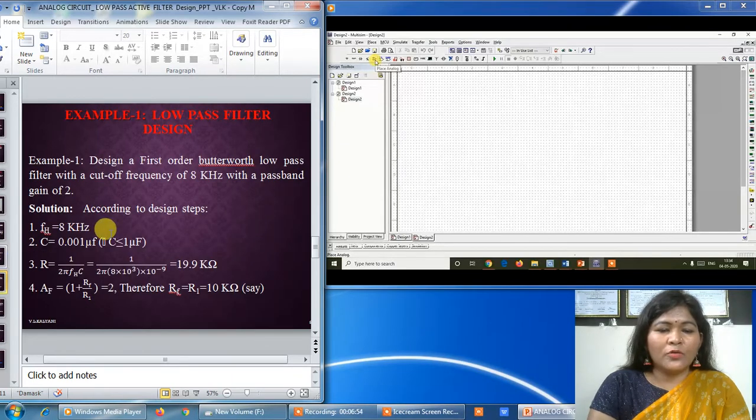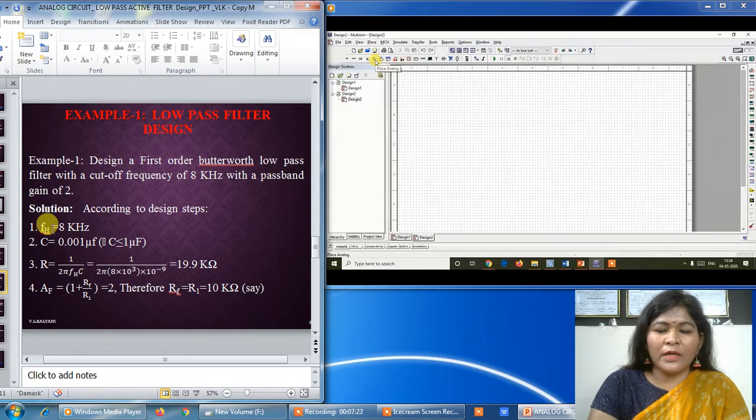So here, according to those 4 steps, we will take an example. This is example 1: design a first order Butterworth low pass filter with a cutoff frequency of 8 kilohertz with a pass band gain of 2. So here in this example, 8 kilohertz is your high cutoff frequency. So this is the first step, assume the high cutoff frequency.